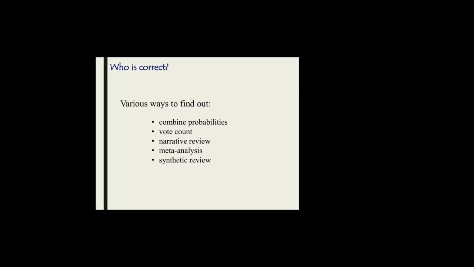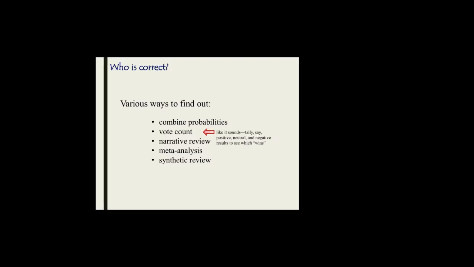So we then ask the question of who is correct. And there are various ways to find this out. There are techniques to combine probabilities, vote count, narrative reviews, meta-analysis, which may or may not be the topic of this discussion, and synthetic reviews. Combining probabilities is a statistical approach, and it's where you actually take the results across a suite of studies that examine the same hypothesis to find an overall p-value. This technique has been around since the 1930s. It's surprisingly little used, but it does focus on the notion that you're interested most of all in the p-value and not much else.